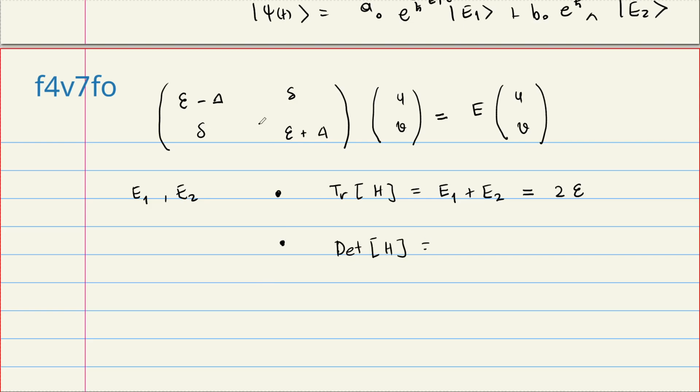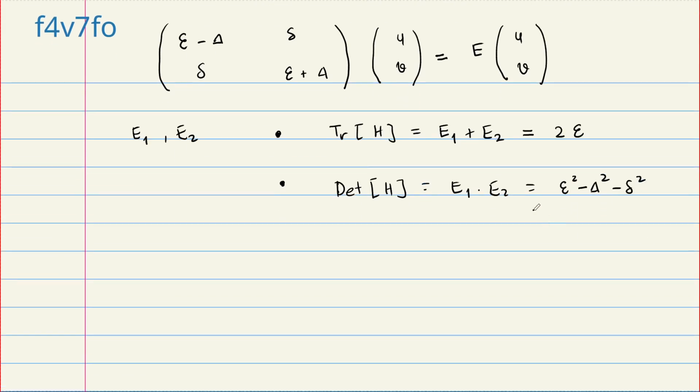What is the determinant of a matrix in terms of its eigenvalues? If the trace is the sum of the eigenvalues, what do you think the determinant is? Yes, the product of eigenvalues. E1 times E2 is equal to, and the product is what? E minus delta times E plus delta is E squared minus delta squared minus little delta squared. And let me call this object psi squared, just a shorthand so that I don't have to write all of these things.